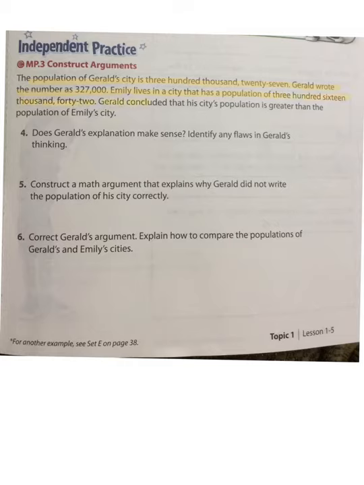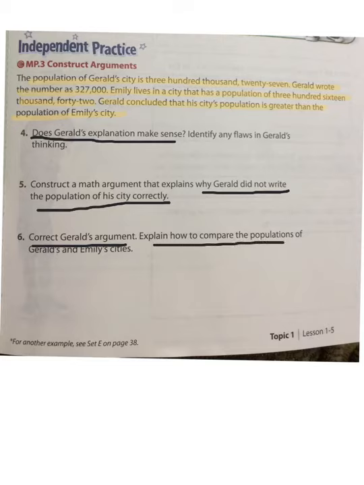316,042. Gerald concluded that his city's population is greater than the population of Emily's city. Does Gerald's explanation make sense? Identify any flaws in Gerald's thinking. Flaws are things that are incorrect. Number 5. Construct a math argument that explains why Gerald did not write the population of his city correctly. And number 6. Correct Gerald's argument. Explain how to compare the populations of Gerald and Emily's cities.